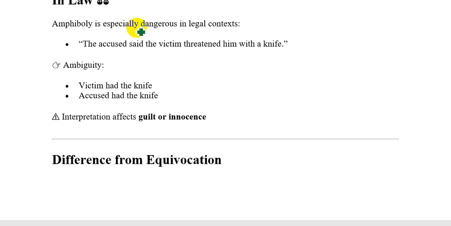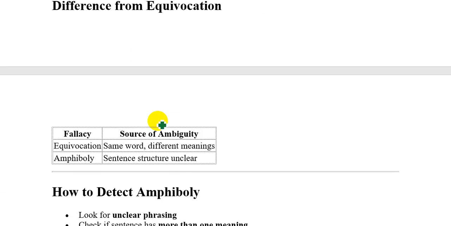Let's take another example. Amphiboly is especially dangerous in legal contexts. The accused said the victim threatened him with a knife. What is the ambiguity in this? The victim had the knife, or the accused had the knife. That is, the accused said the victim threatened him with a knife. So we are not sure who had the knife, whether the victim had the knife or the accused had the knife. Interpretation affects the guilt or innocence. Difference between equivocation and amphiboly, which we have already covered: equivocation uses the same word with different meanings, whereas amphiboly has an ambiguity in the sentence structure or unclear sentence structure.